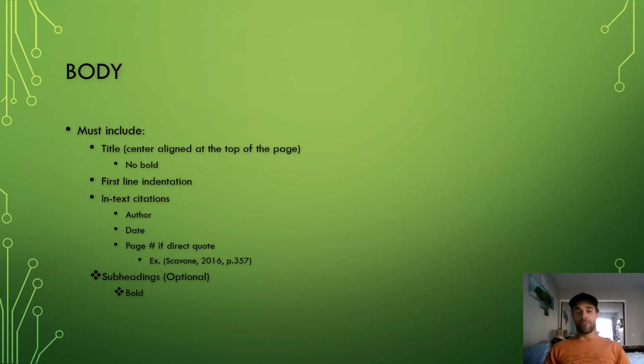Now, one of the differences too with the body as opposed to something like an abstract is that you may sometimes use subheadings for different sections of your paper. This is not required. It's not something that's necessarily common, but if you are going to use subheadings, they are going to be center aligned and bold. Still 12-point font, still double spaced, but when you get to that next subheading section, you will bold that section title.